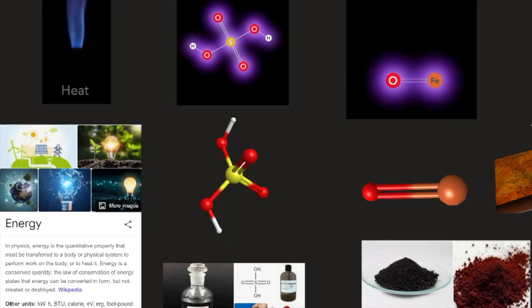Concentrated sulfuric acid consists of sulfur, 4 oxygens, and 2 hydrogens. As you can see, 2 oxygens are double bonded to the sulfur, and 2 oxygens are single bonded to the sulfur because they're bonded to the hydrogen.